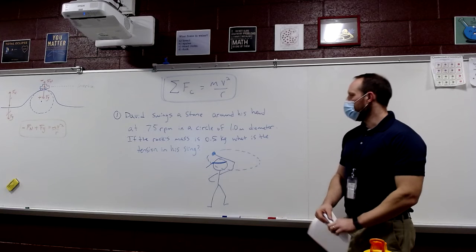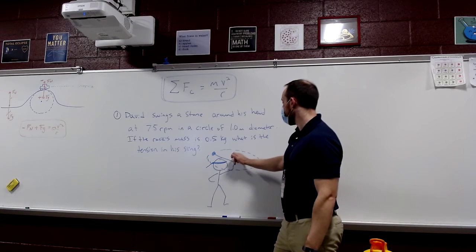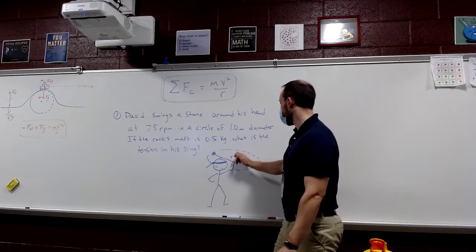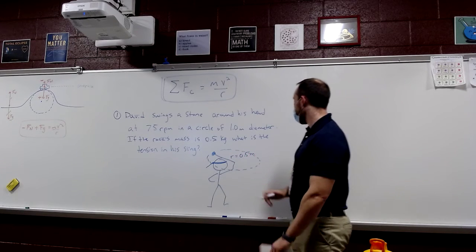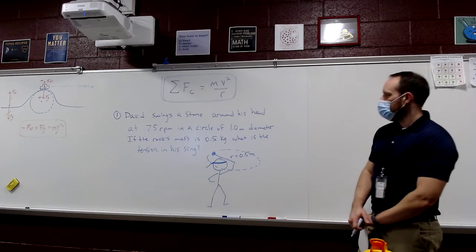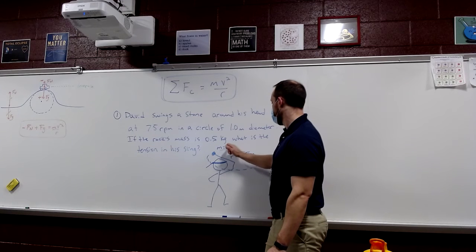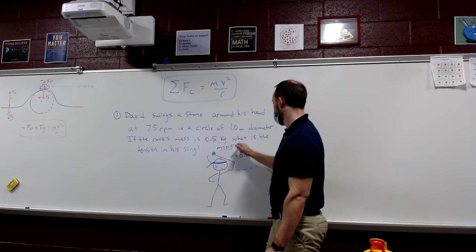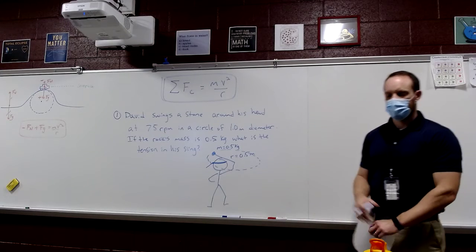So here's the rock swinging around in a circle on the end of the string. What do we know? We know the diameter of the circle, so be careful for that. Sometimes you're given a diameter instead of a radius. So if the diameter is a meter, then the radius is going to be half of that, half of a meter, 0.5 meters. We know the mass of the rock, 0.5 kilograms. And we know the 75 RPMs.